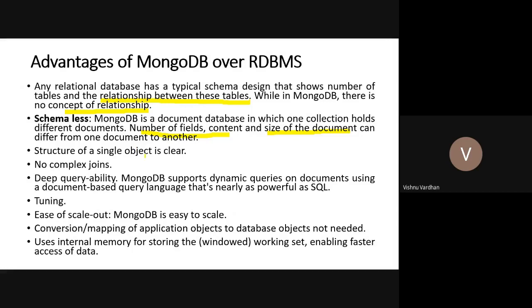Okay, so if it is person data, the first person may have some 200 fields, whereas the second person may have some 100 fields. In that way we can have different implementations for the schema layers in the MongoDB database. Then the structure of a single object is clear.